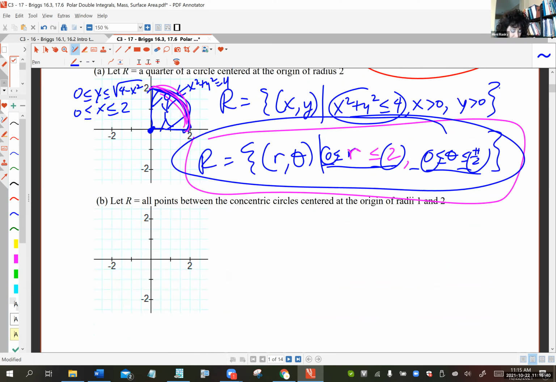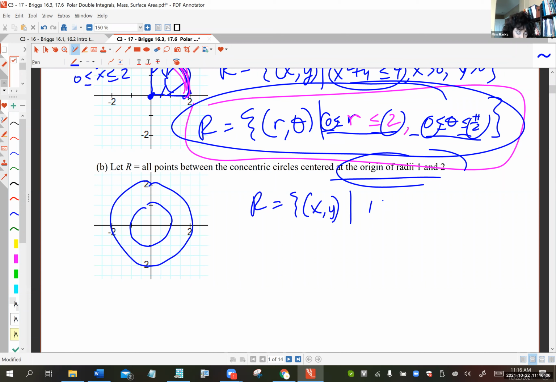Another really cool region that's perfect for polar is donuts. They call these annular regions, okay? So in the world of rectangular, if we have circles with radii 1 and 2, you could describe this using rectangular as the set of all ordered pairs where x squared plus y squared is greater than or equal to 1, but less than or equal to 4.